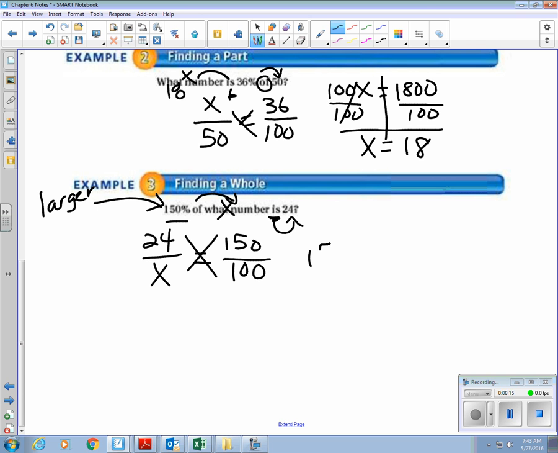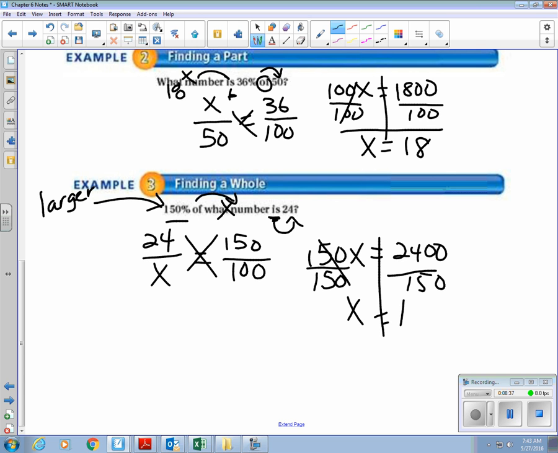And so we get 150x is equal to 24 times 100, which is 2,400. And then we can go ahead and divide both sides by 150. Those 150s cancel out, and x is equal to, I'm going to use the calculator, and that is equal to 16. So let's plug this back into our problem. So here's the x. x was equal to 16. So let's reread this to see what this 16 means.